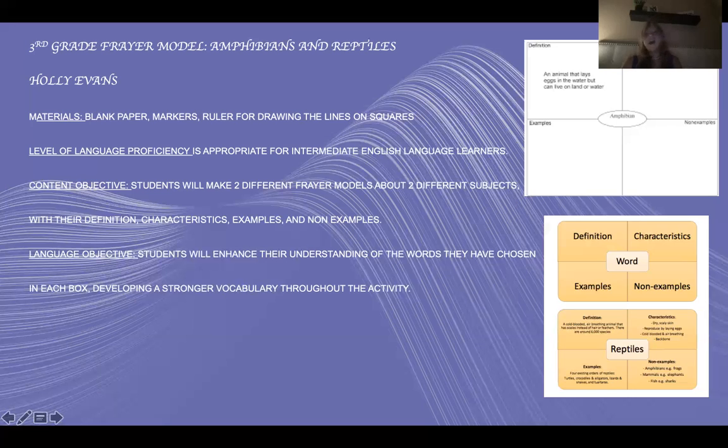Okay, once y'all have that done, we're going to be discussing basically the differences between amphibians and reptiles. Okay, so for the first term that we're going to be doing is reptiles. So I want y'all to each draw a circle in the middle of y'all's paper, and I want y'all to write down reptiles because that's going to be the subject of the first word that we're doing. So it's going to be reptiles, REPTILES.